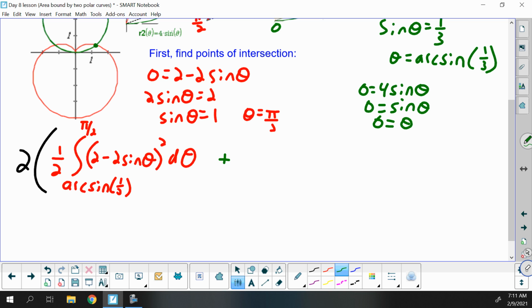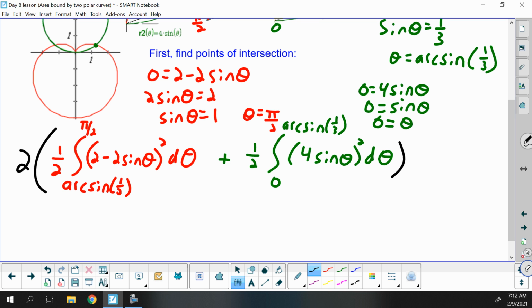Then plus, we've got to do the same idea for the green one. So we've got a half. This one we went from 0 to the arc sine of 1/3. And then we'll do our radius squared. So 4 sine theta, parentheses, squared, d theta.